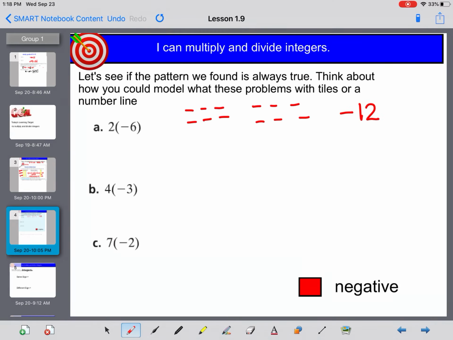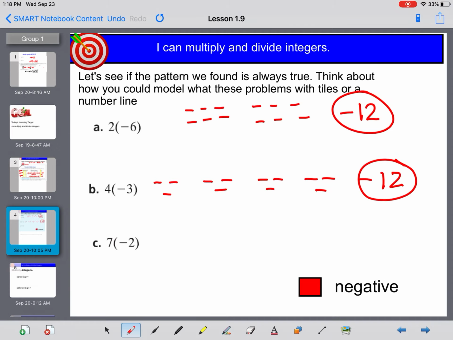Look at the next one, 4 times -3. Well, that is one set of -3, two sets of -3, three sets of -3, four sets of -3. When I add those all together, I'm left with 12 negative tiles. Letter C, 7 times -2. So I would have 7 sets of 2.